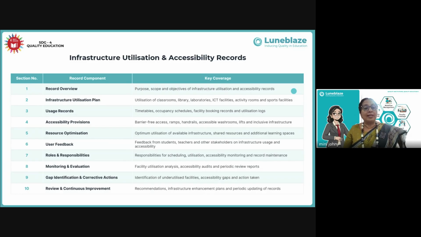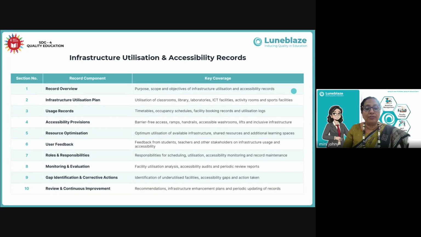So these are the record components. But if we have evidence of these things, then for SQAAF there is nothing to bother about. SQAAF is a wonderful document, and if we maintain that, we will become a world-class school.